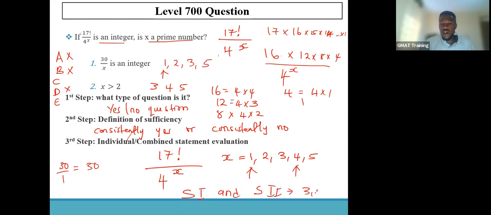So the combination of statement 1 and statement 2 yields 3 and 5. How do we respond to the question stem for this? Are the 2 values prime numbers? Yes. So there is a consistent response to the question stem, which means these 2 statements together are sufficient, and our correct answer becomes choice C.